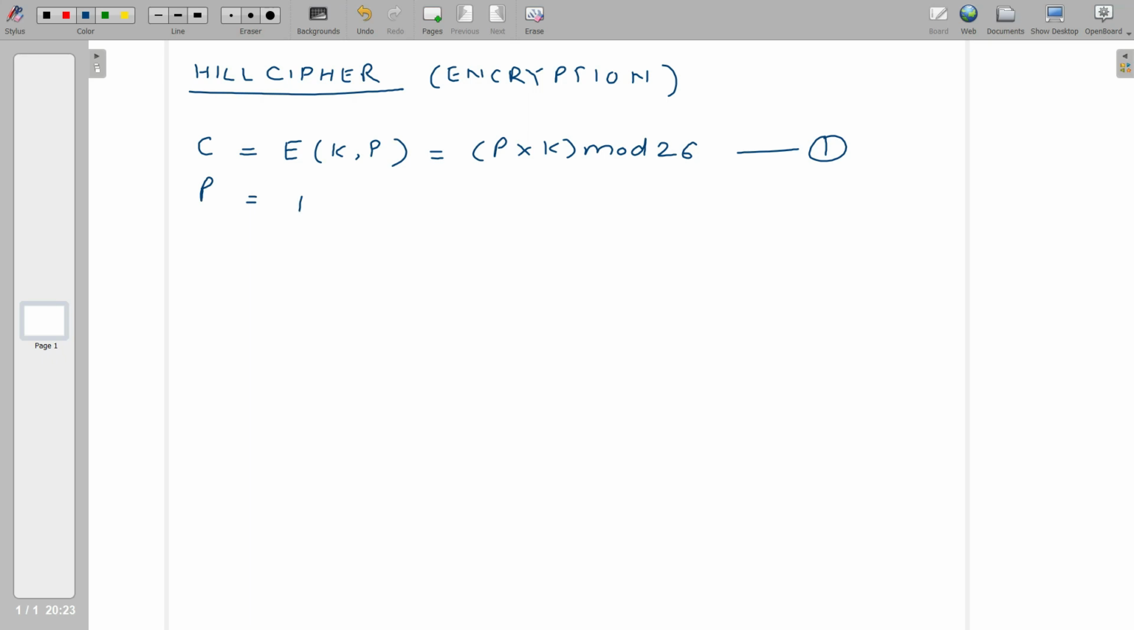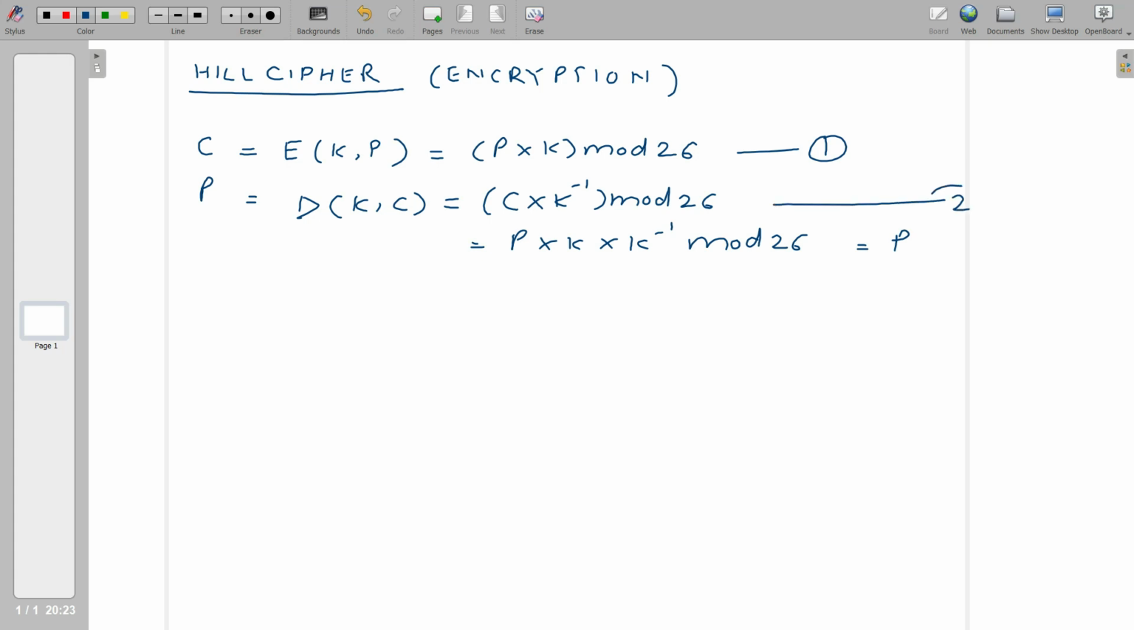When we talk about decryption, or how to get the plain text, decryption will be on the ciphertext with the key. So D_K(C) is going to be C × K inverse mod 26. And what is C here? C is P × K. So it will be P × K × K inverse mod 26, which is ultimately going to be P. So this is how we do decryption, and I'll be talking about decryption in the next video. Let's talk about the encryption process.